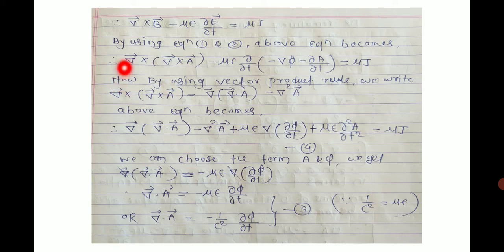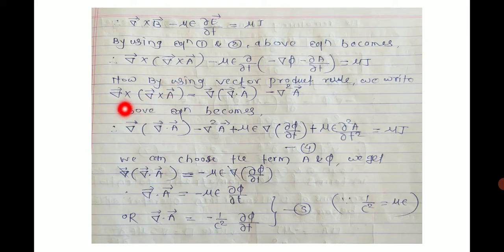Then the equation is del cross del cross A minus mu epsilon ∂ by ∂t in bracket, where E is equal to minus del phi minus ∂A by ∂t, is equal to mu J. Then for this del cross del cross A, by using the vector product rule, we write the expansion.